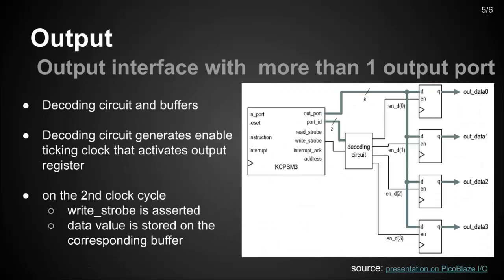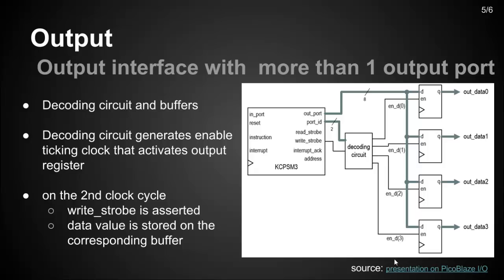And now we're going to analyze an output interface with more than one output port. On slide number 3, we looked at an output interface with only one output port. So this interface consists of a decoding circuit and some necessary output buffers, which normally are an array of registers.